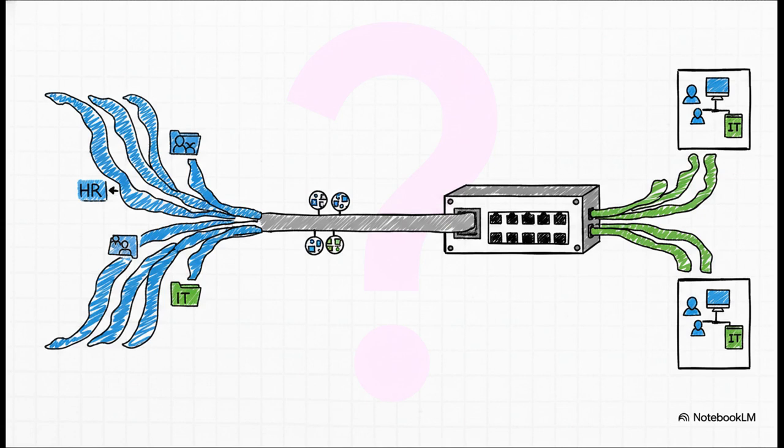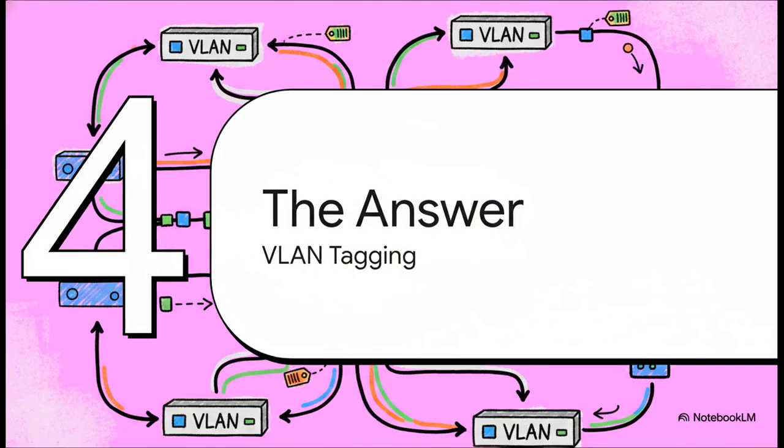Okay, but wait. If a trunk port is a superhighway with cars from HR and IT all driving on it, how does the switch on the other side know who's who? Right? How does it keep all that traffic from turning into one giant mess? The answer is actually a super clever, super elegant process. It's a little bit of network magic, and it's called VLAN tagging.